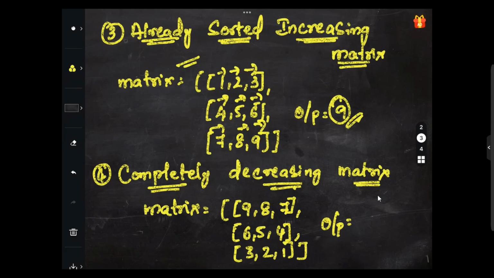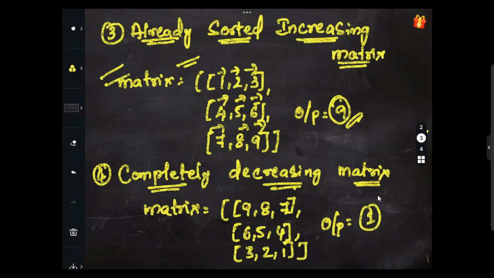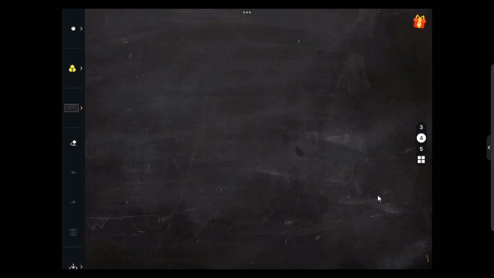Next, a completely decreasing matrix. In this case, the output will be 1, right? Because no move increases the value, the path length remains 1 itself for the completely decreasing matrix. These are the edge cases we need to consider. The first was minimum matrix size, the second was all elements same, the third was already sorted increasing matrix, and the fourth was completely decreasing matrix, right?